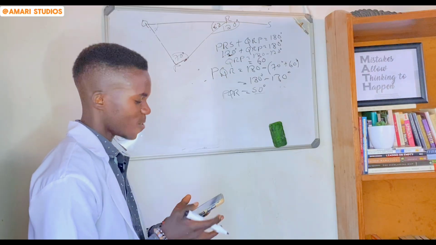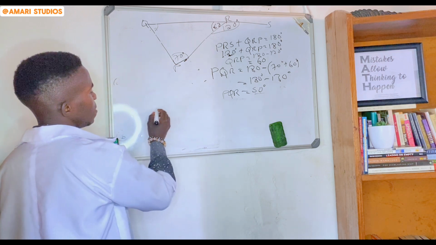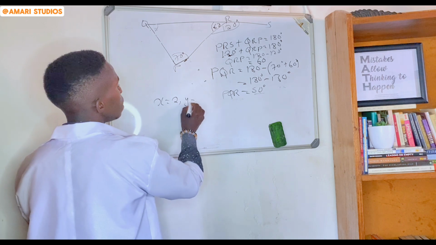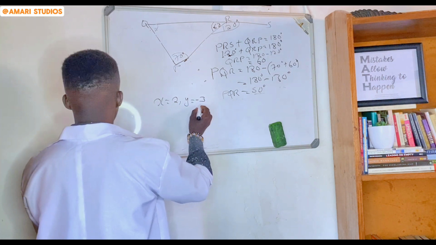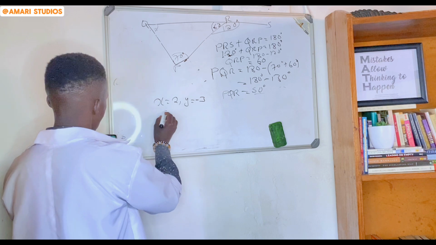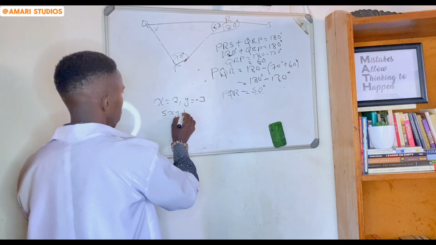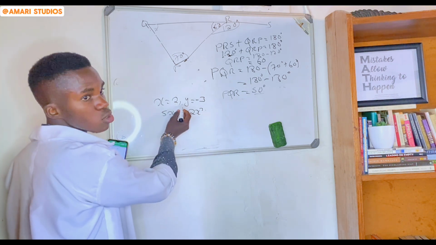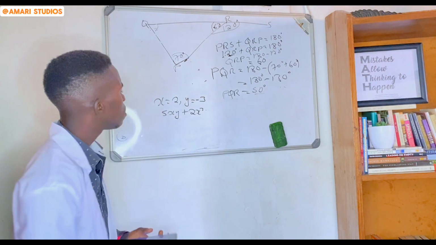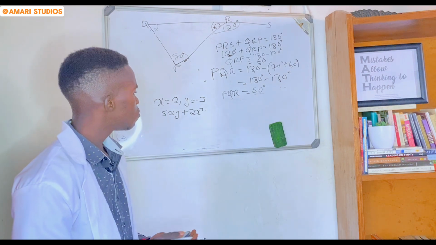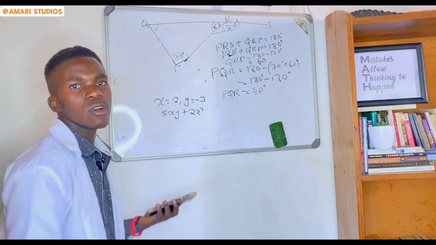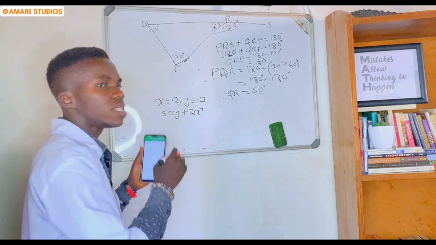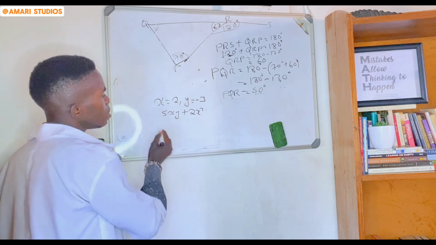Question 24 of our past paper is saying, given that x is equal to 2 and y is equal to negative 3, find the value of 5xy plus 2x squared. The only thing that we're going to do here is substitute. That's why it's one of the simplest questions in this paper. Just substitute.